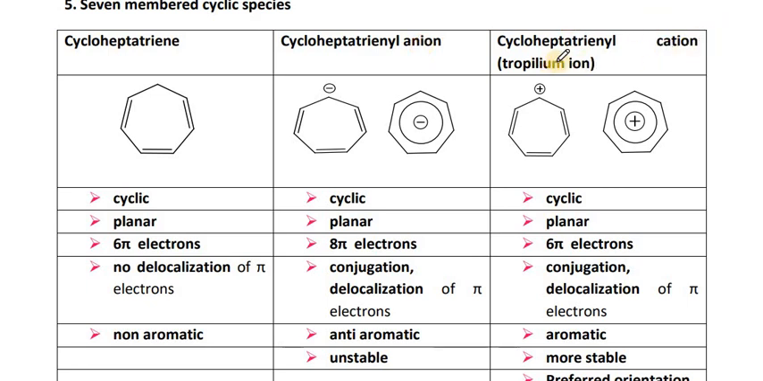Coming to the cation, the cycloheptatrienyl cation is called the tropylium ion. It is also cyclic, planar. There are 6 pi electrons and a positive charge. Therefore, delocalization is possible. Hence, it is aromatic and more stable since it follows the 4n plus 2 pi electron Huckel's rule. It is the preferred orientation. Therefore, cycloheptatriene prefers to be the tropylium cation and not the anion, because the cation is aromatic and more stable. The anion is anti-aromatic and unstable.